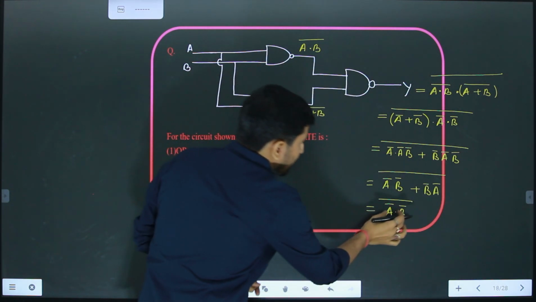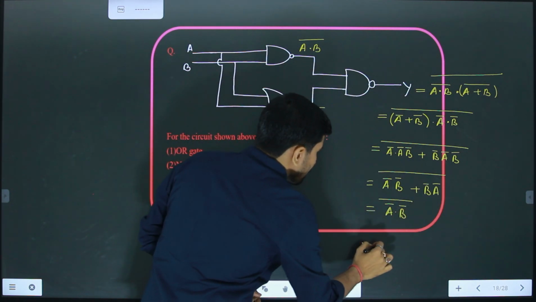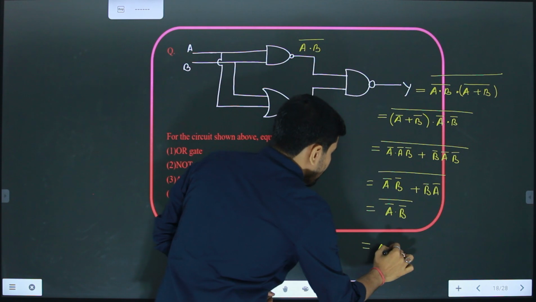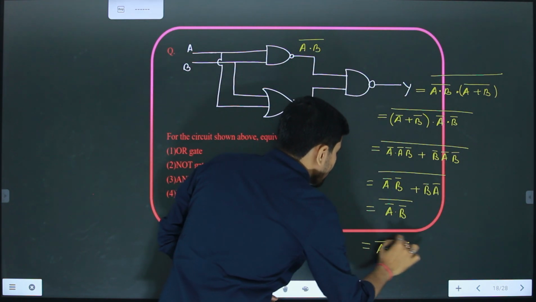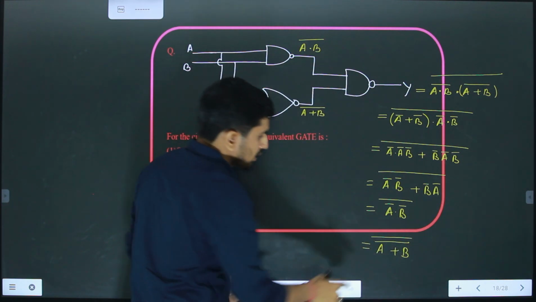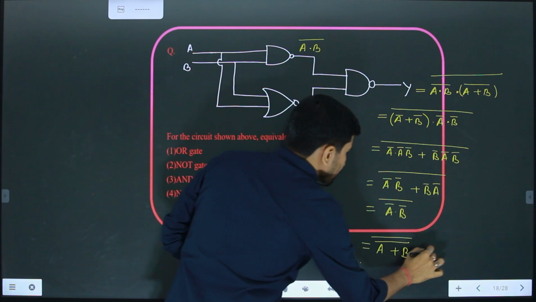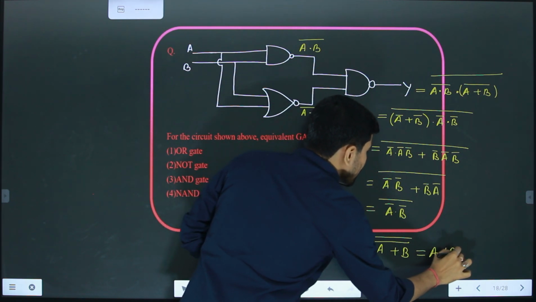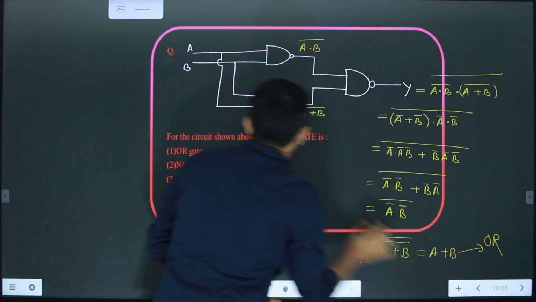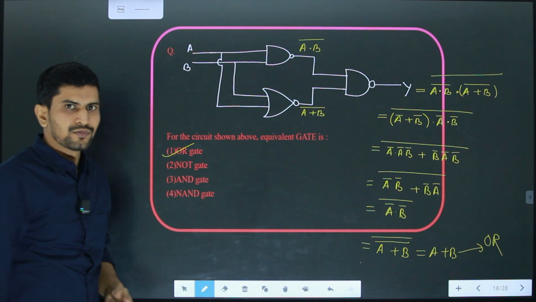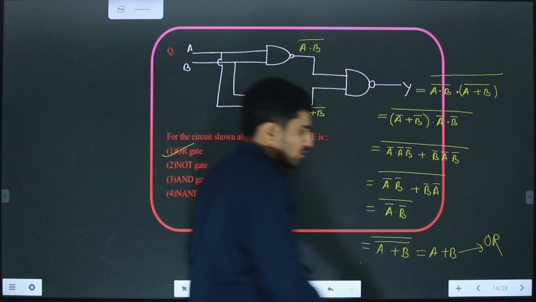Okay. Now again, I will convert this one in terms of A plus B using De Morgan's theorem. It will give me A plus B. Then we have a double bar, so this will give me A plus B. What is this? This is OR gate. So what is the answer? Answer is OR gate. Now let's move to the next question.